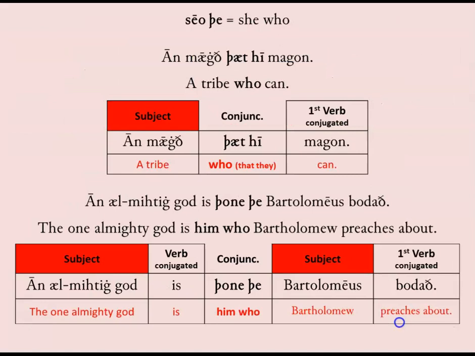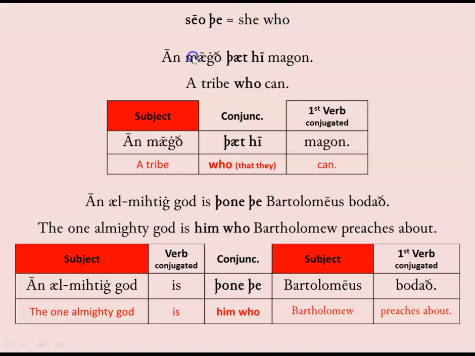Next one is sometimes you'll see se the or seo the. Seo is the feminine demonstrative, so you know that means she who. By putting se the or seo the for who, and by putting the masculine or feminine demonstrative out front, you can work out whether the meaning is he who or she who.